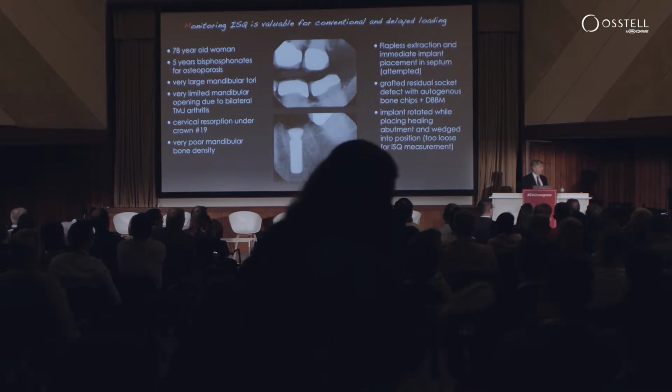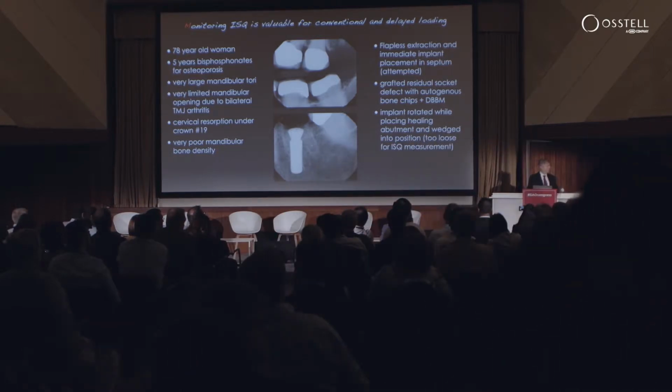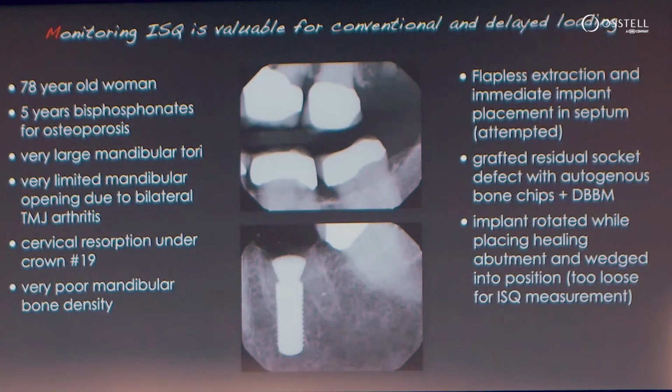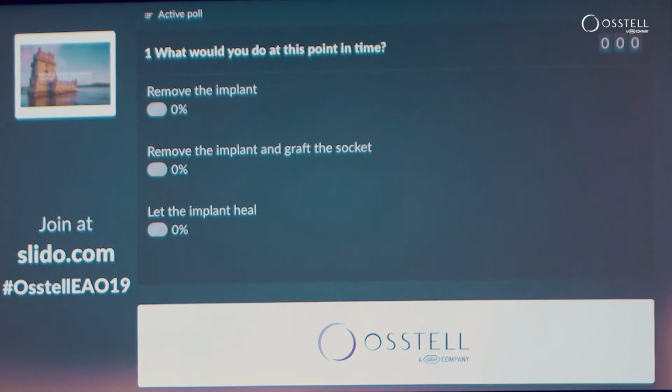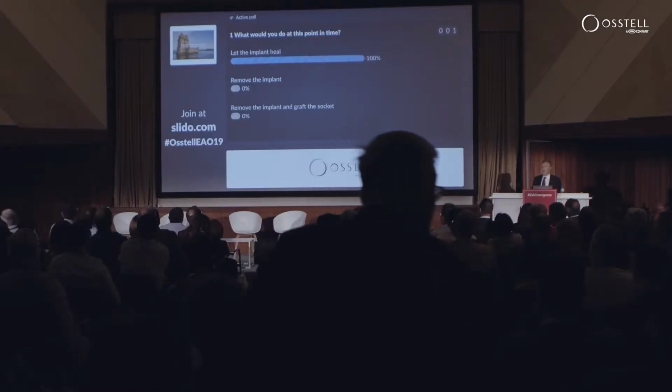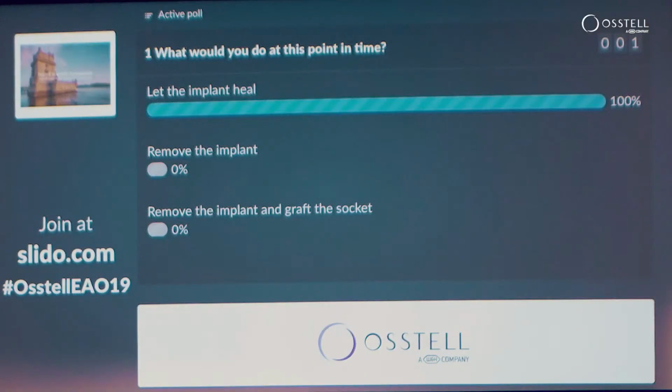So I'll ask you the first question. Let's do some voting and try out our system here. What do you do when you place this implant and it rotates with the healing abutment? Do you remove the implant and graft the socket, or do you leave it alone? Let's have some voting on this. I want to hear what you're thinking.